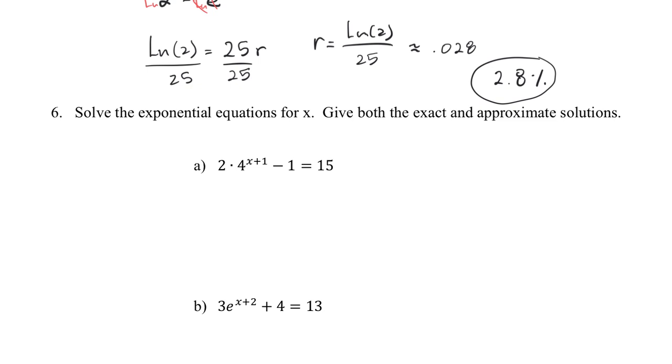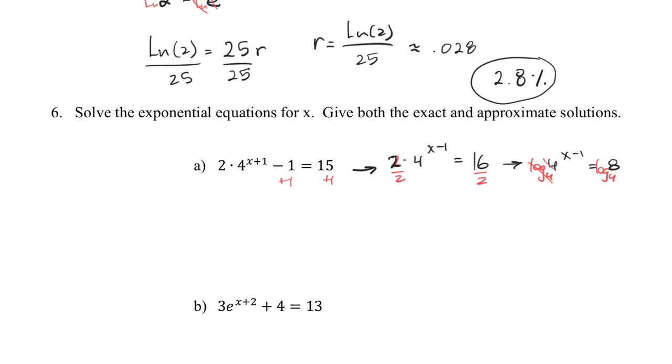So first step is add 1. So we have 2 times 4 to the x minus 1 equal to 16. Then divide by 2. And we get 4 to the x minus 1 is equal to 8. Now we want to cancel the base 4, so we're going to use log base 4 to cancel the base 4.